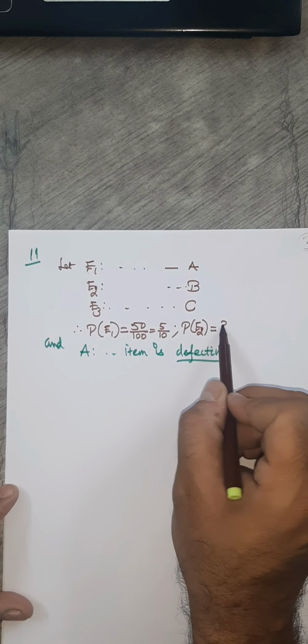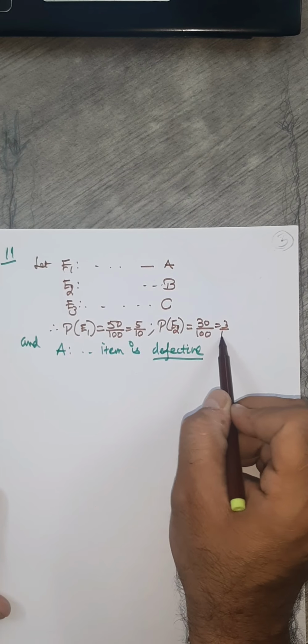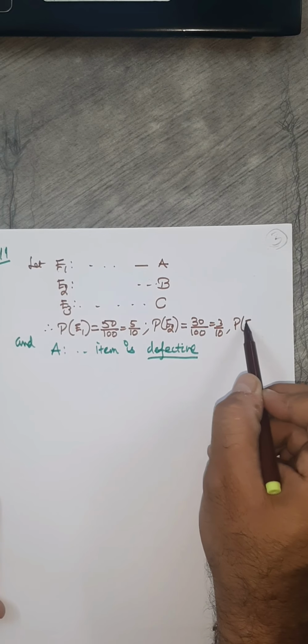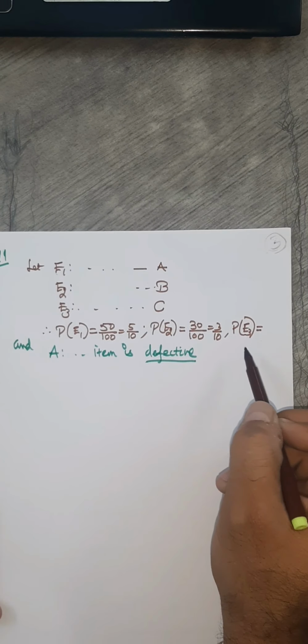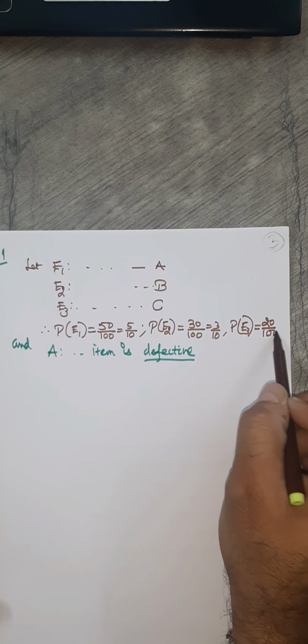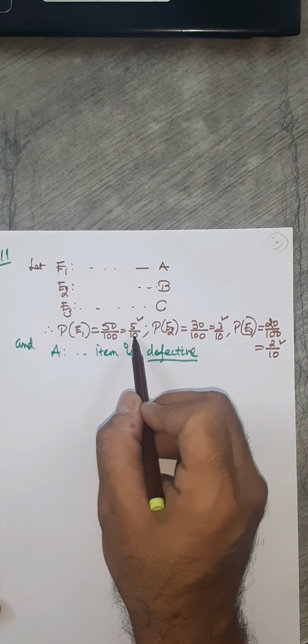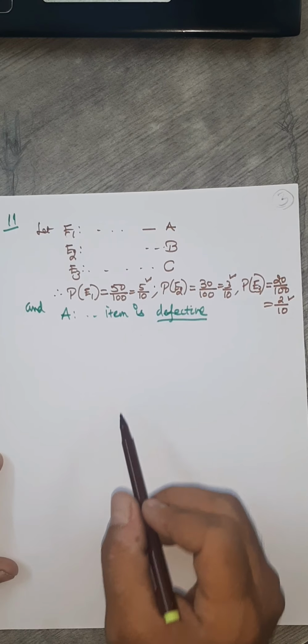Produced by B, how much? You are given 30%, 30 by 100. So you can just write 3 by 10. And how much produced by the third one? That is C, which is event E3, which is 20 by 100. So you can just write 2 by 10. You can notice that 2 by 10, 3 by 10 and 5 by 10, the summation is exactly 1. It has to be 1 because the events form a partition. We know it very well.